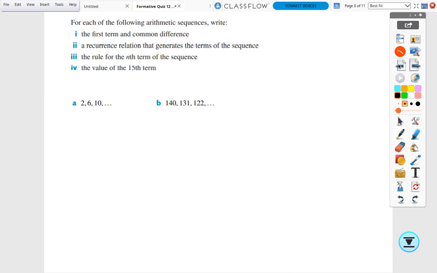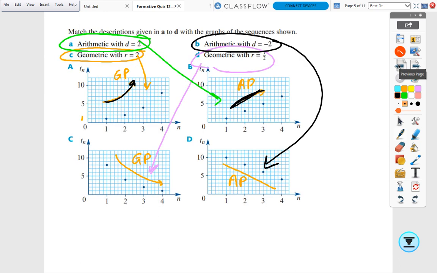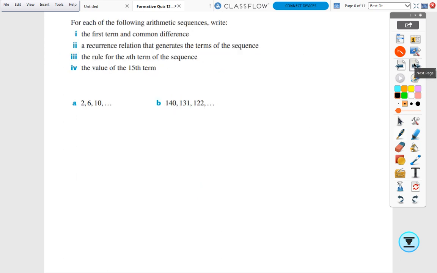Oh, just with that one, don't forget you don't join the points up because there's no numbers in between n equals 1, n equals 2, n equals 3. So you don't join them up. They're just dots. Okay. Rightio, for each of the following arithmetic sequences, write the first term, common difference, or recurrence relationship, the general term, and the value of T15.